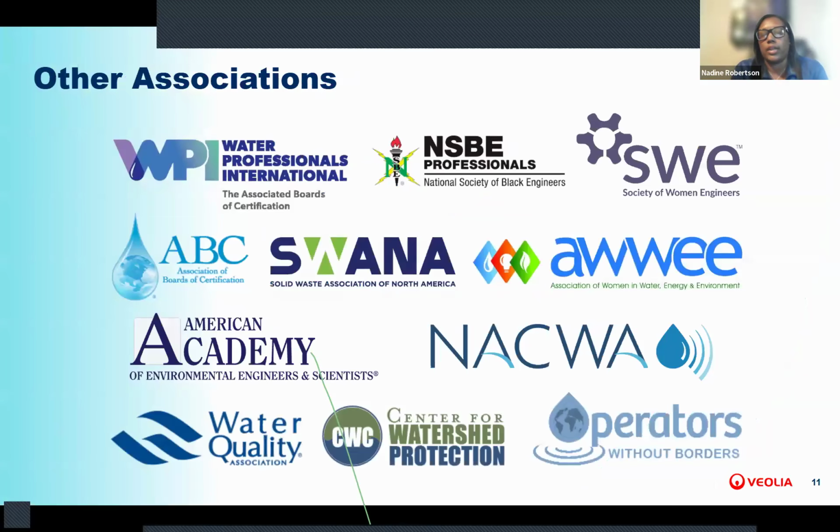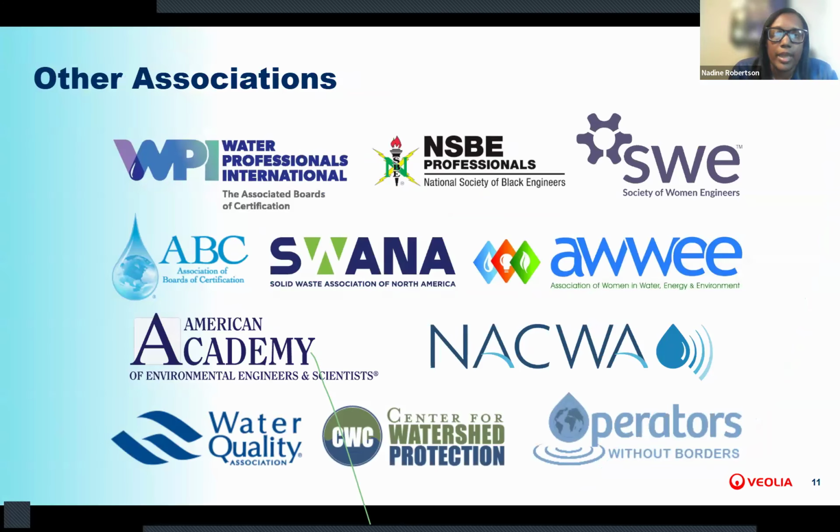These are some other national associations that are essential to our industry outside of AWWA and WEF. WPI was formerly known as ABC, the Association of Board of Certification. They are focusing on standardizing these operator certification exams. I believe there's 6 or 7 states under WPI at this point. NSBE is focused on Black engineers. SWE, the Society of Women Engineers, is focused primarily on women becoming engineers because it's very rare in our industry.